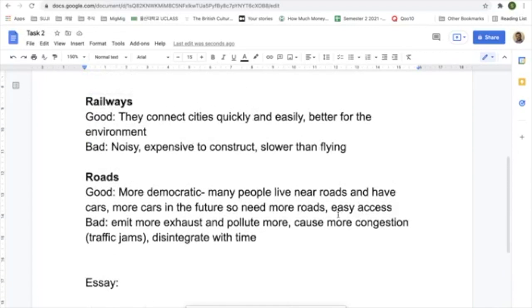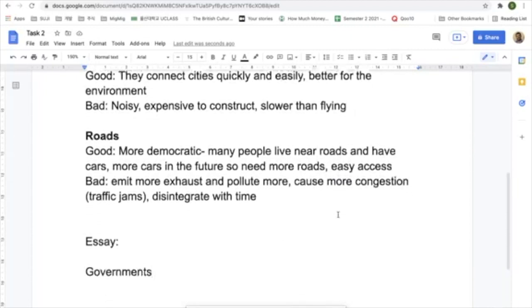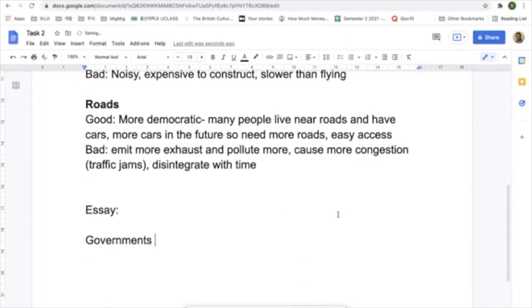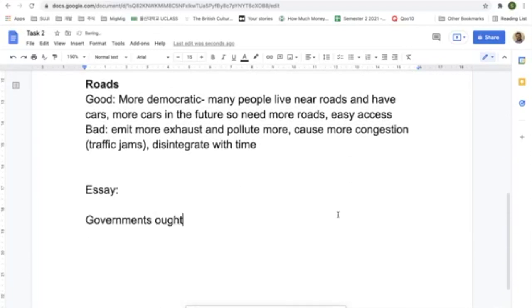I'm going to stick with governments. I think that's okay. Governments should spend money on railways rather than roads. Governments ought to. Ought to instead of should. Similar, the same meaning. Authorities, somebody's suggested. That's a good idea, Judith. So you could have authorities, we could have governing bodies, we could have people in charge. I'll stick with governments for now.